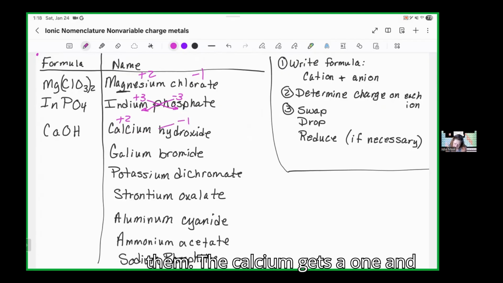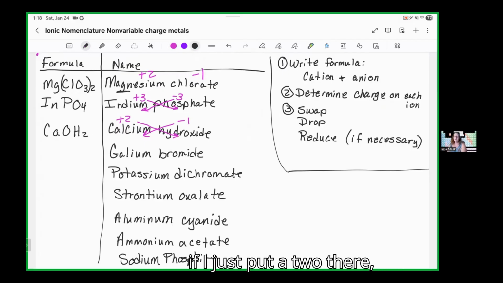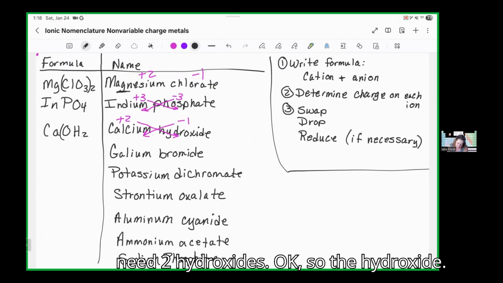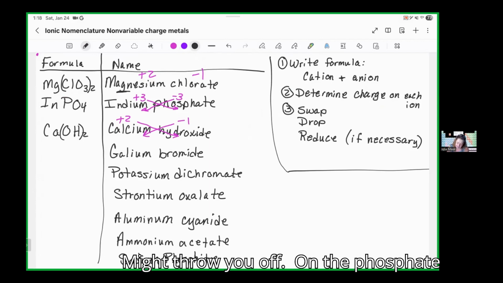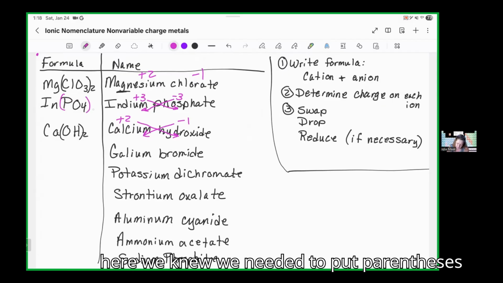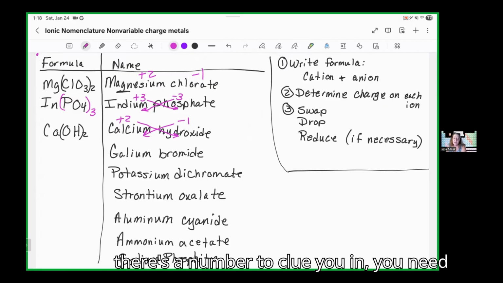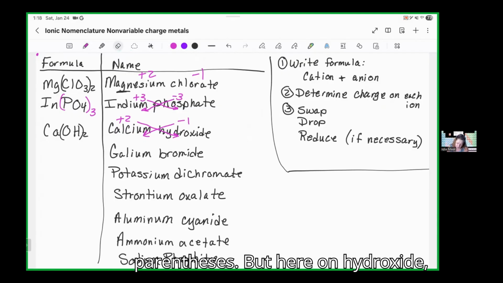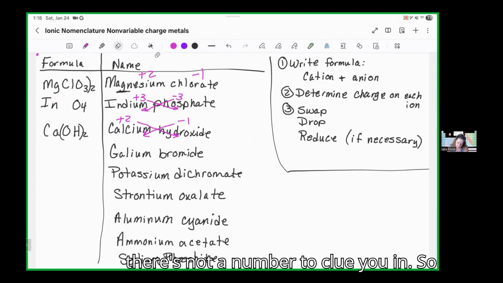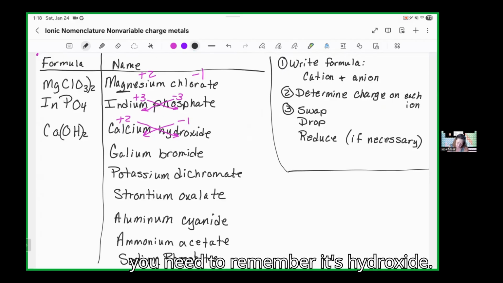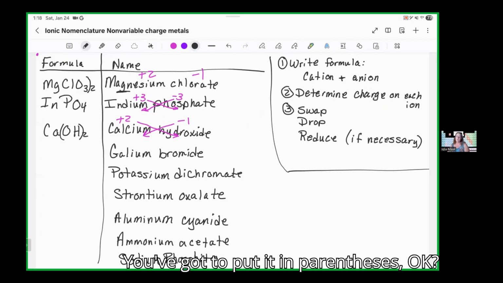So I'm going to swap them. The calcium gets a 1, and the hydroxide gets a 2. Okay, but if I just put a 2 there, that means I have 2 hydrogens. I need 2 hydroxides. Okay, so the hydroxide might throw you off. On the phosphate here, we knew we needed to put parentheses because we were putting a 3 there, and there's a number to clue you in, you need parentheses. But here on hydroxide, there's not a number to clue you in, so you need to remember it's hydroxide, you got to put it in parentheses.